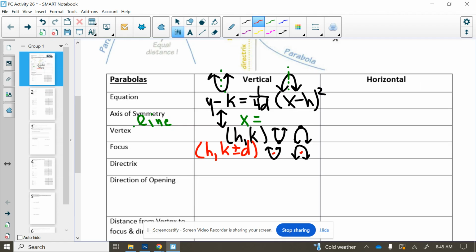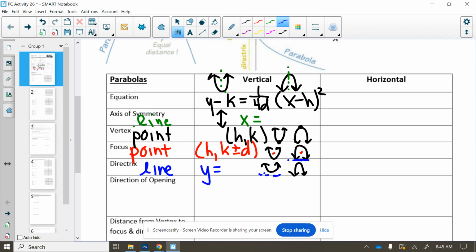The directrix is almost the opposite of that. Okay, if we have our up and down, the directrix is the one that we're going away from, and this is going to be a line as well. Okay, so our focus was a point, vertex was a point. A directrix is going to be a line. And in this case, it's the line that these parabolas will point away from. So in this case, they are going to be horizontal lines that we would be moving away from.